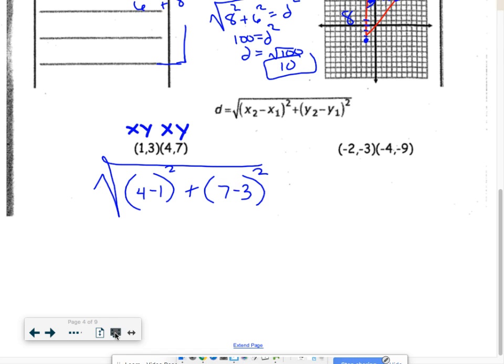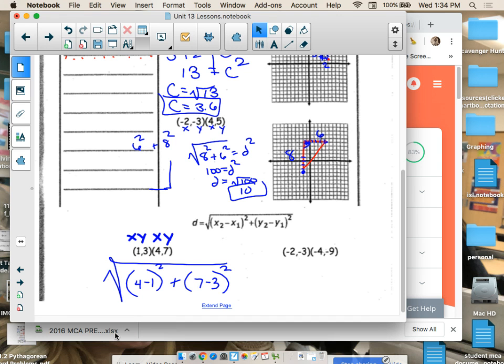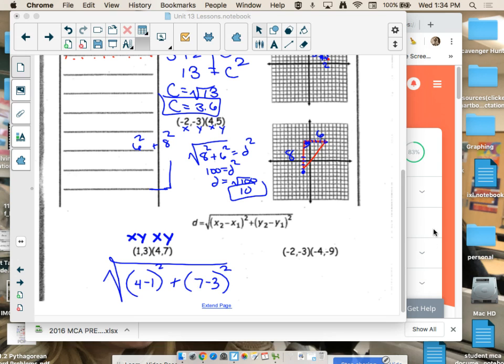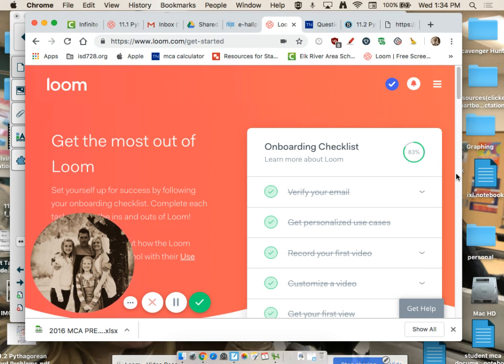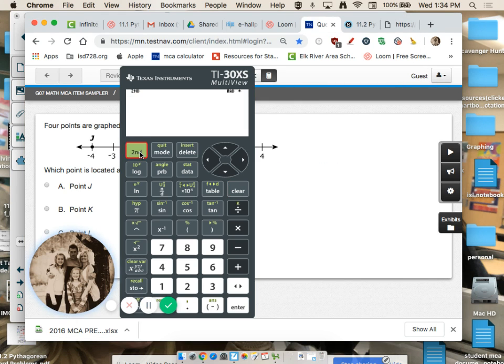And then I just want to show you, if I can find our calculator. Okay, so help me out here. It's going to be square root. And what was our second x? 4 minus 1. Stop. Second x was 4 minus 1. So parenthesis 4 minus 1 parenthesis square plus parenthesis.